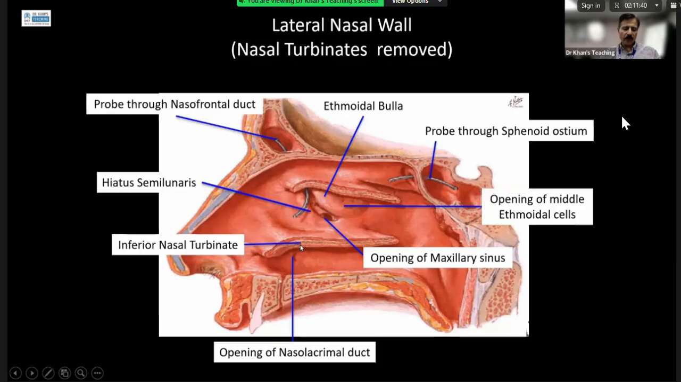Now, one point is that in the inferior meatus, there is the opening of the nasolacrimal duct. And you remember last time I showed you a dacryocystocele of the nasolacrimal duct, and that opens into the inferior meatus. And that is why when we cry, the tears come out through the nasal cavity like this.